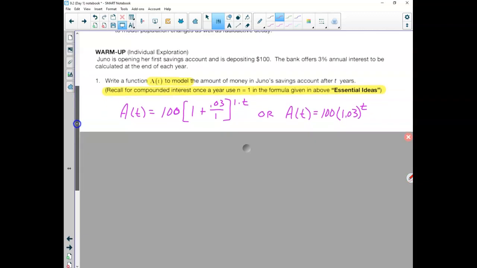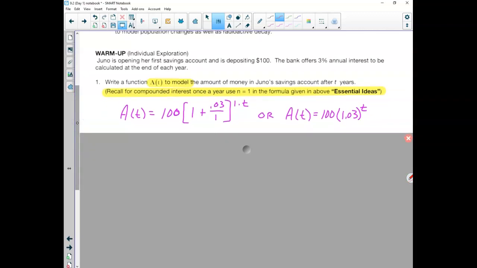So if I put $100 in, there's my P. This 1 is always there, plus my rate, 3% is 0.03, divided by N. N is 1 because I'm getting interest once a year, raised to the 1 times T. So my model could look like that, or I know 0.03 over 1 is 0.03, and I can put 1 plus 0.03, and I can write my equation just like that in this instance if I want.